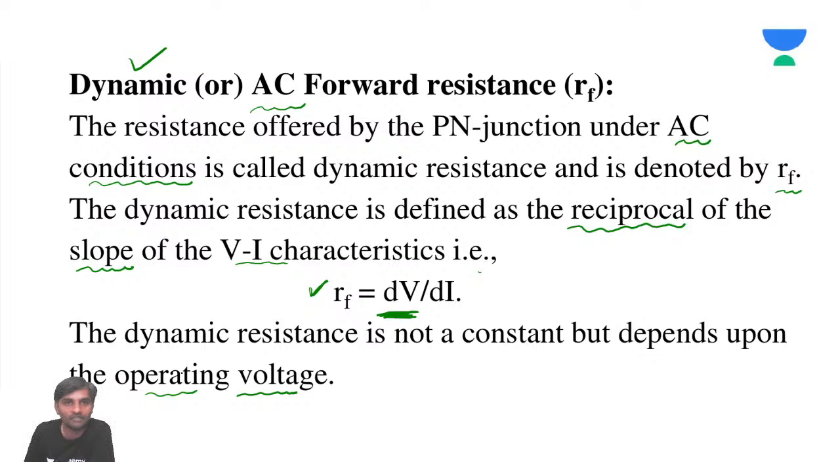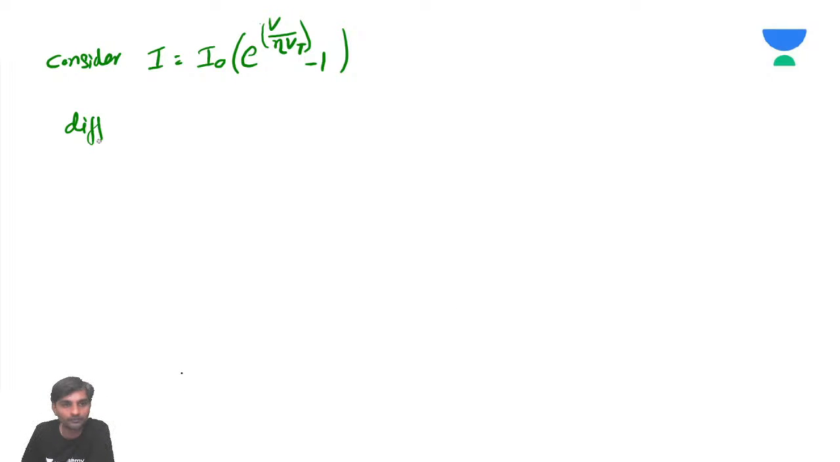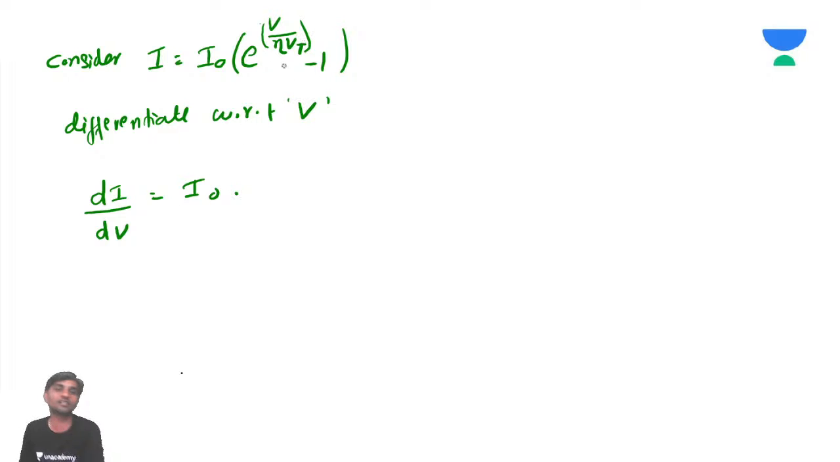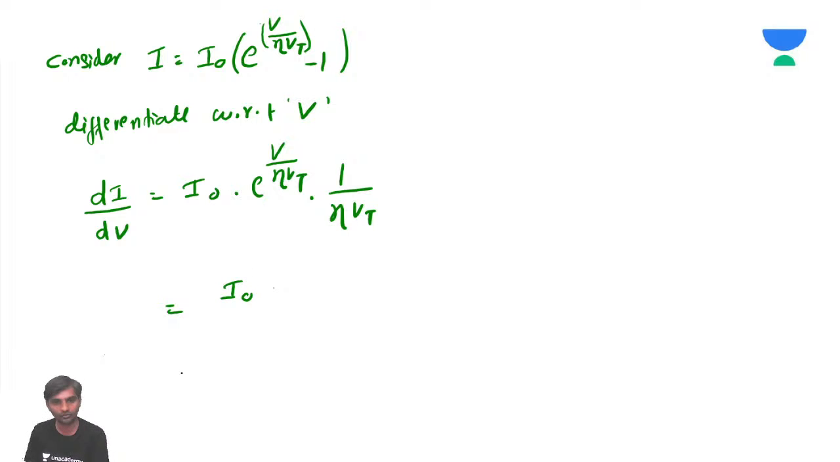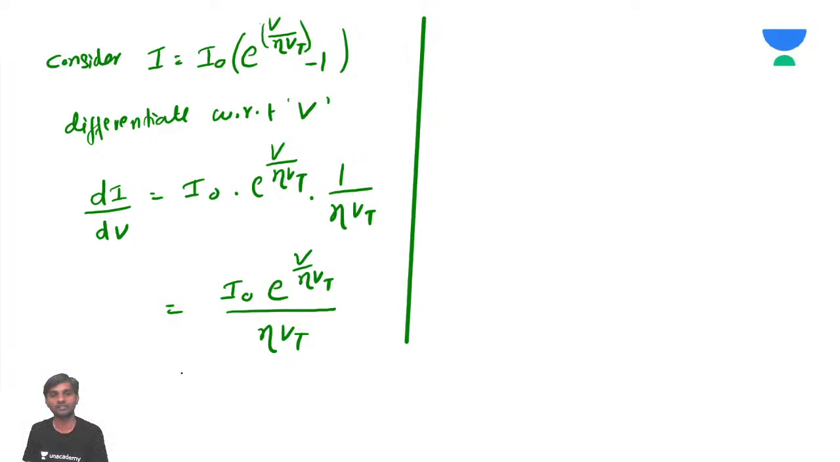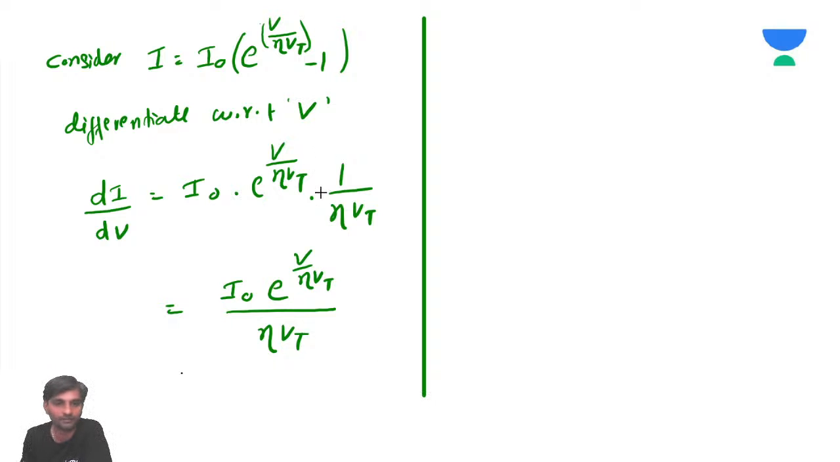But I have I, so I'll differentiate this with respect to V, to get dI by dV. dI by dV is equal to I naught into e power V by eta Vt, into the derivative of the exponent, which is 1 by eta Vt. So dI by dV is I naught into e power V by eta Vt, divided by eta Vt. This is simply differentiation: d by dx of e power x is equal to e power x.